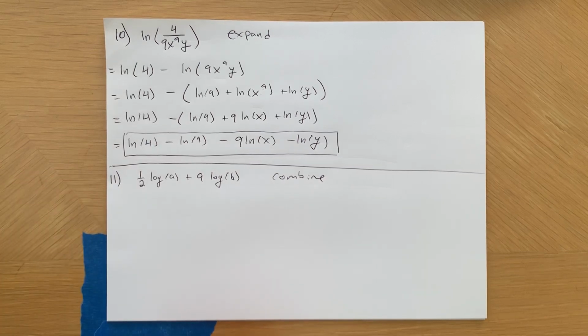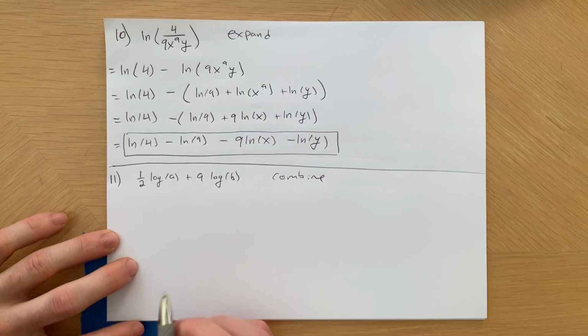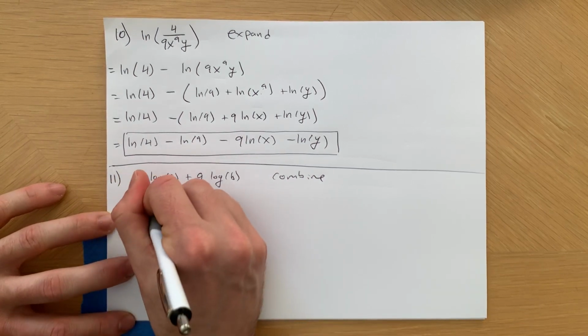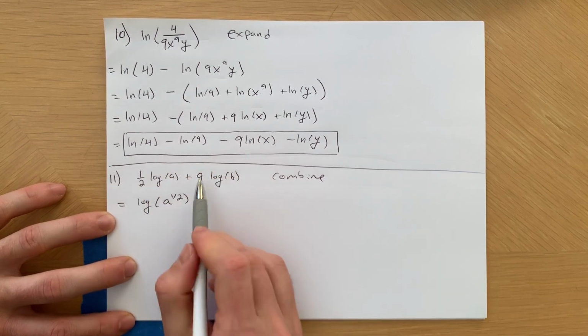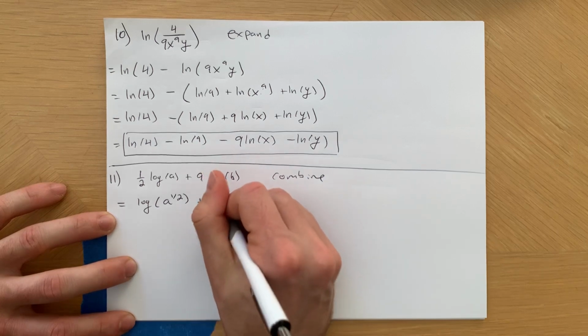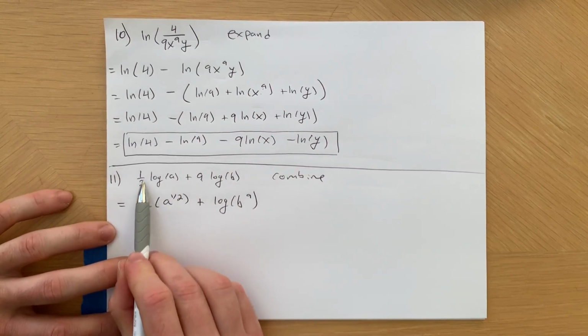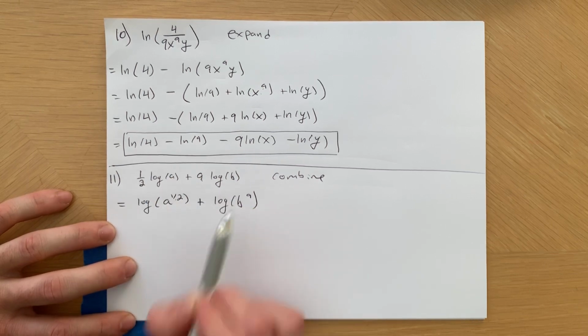So the first thing we're going to do is take these powers that are in the front and bring them on the inside as exponents. So we're going to take this 1/2 and bring it on the inside as an exponent. So it's going to be log of a to the 1/2, plus, and we're going to take this 9 and bring it inside as an exponent, log of b to the 9. So remember, we can always take numbers in the front and bring them on the inside as exponents. So this 1/2 goes as a power. Now this 9 goes as a power.